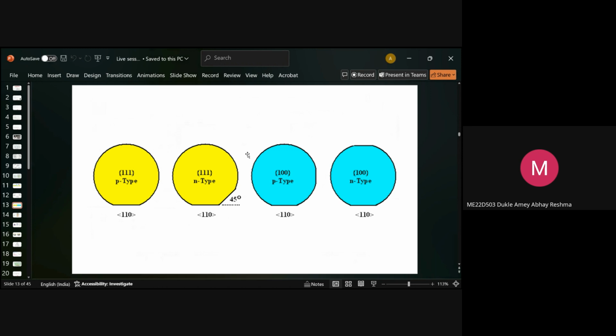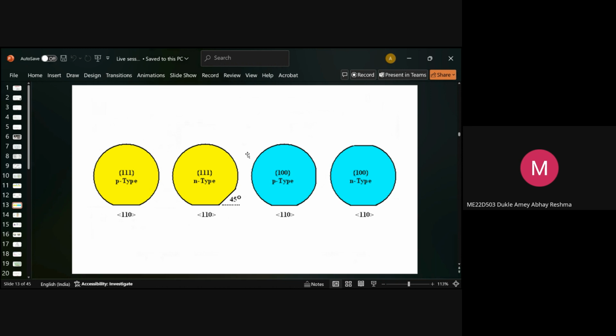Now everything is done. We made the wafer, and obviously we are using silicon. We have to dope the silicon wafer. So we need to find out what kind of doping has been done, whether it's an N-type semiconductor or a P-type semiconductor, and what the crystallographic direction of the silicon in the wafer is.